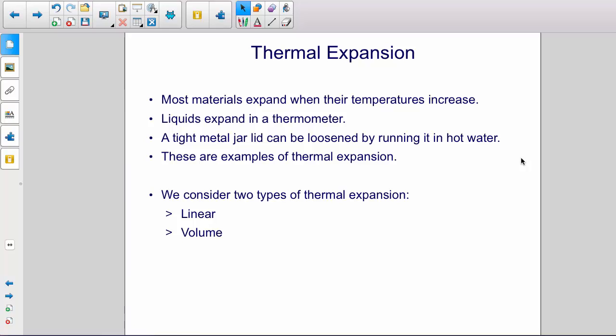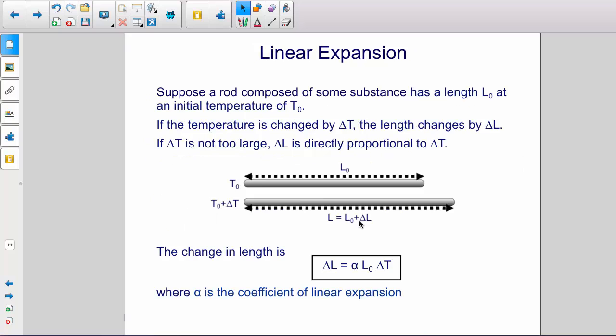For example, liquids expand in a thermometer. A tight metal jar lid can be loosened by running it under hot water. These are just some examples. We're going to consider two types of thermal expansion in this section, linear and volume. Let's first consider linear expansion.